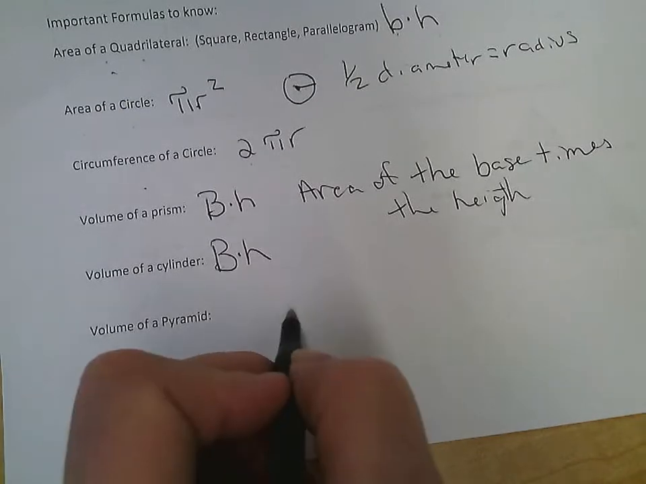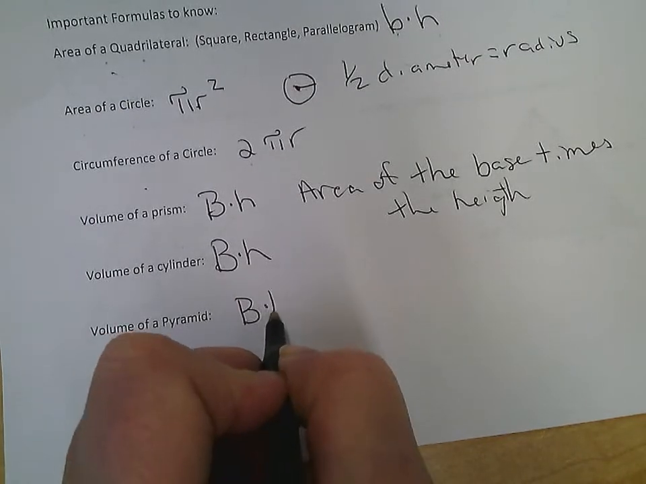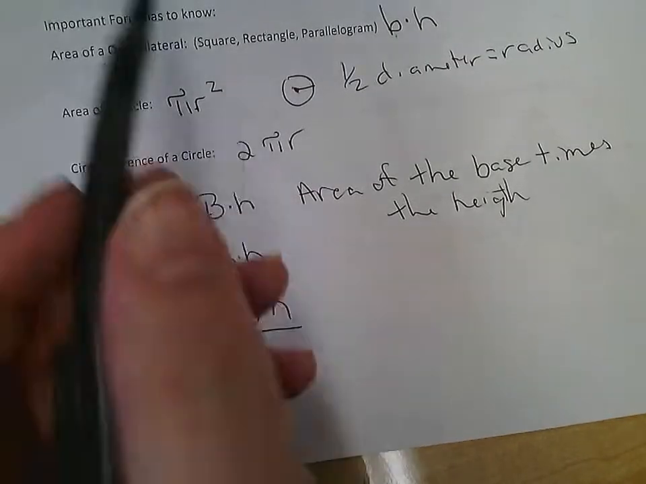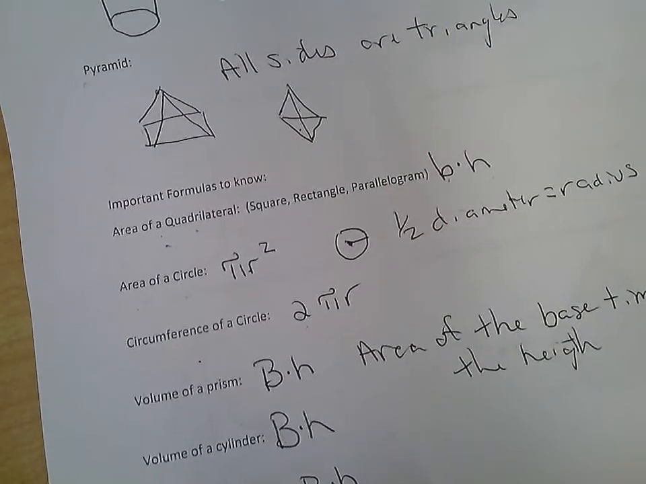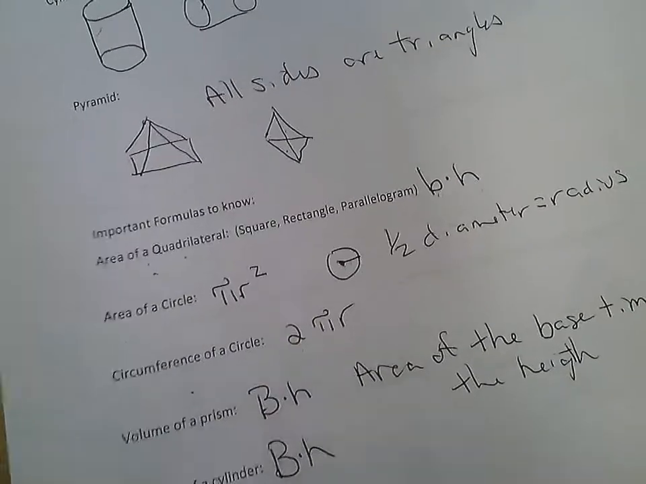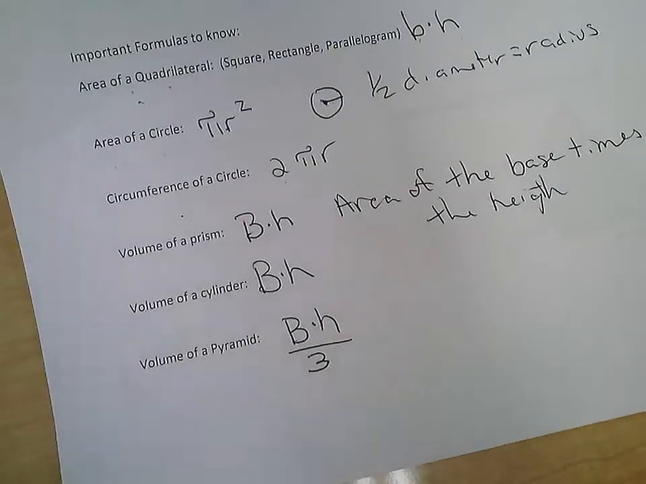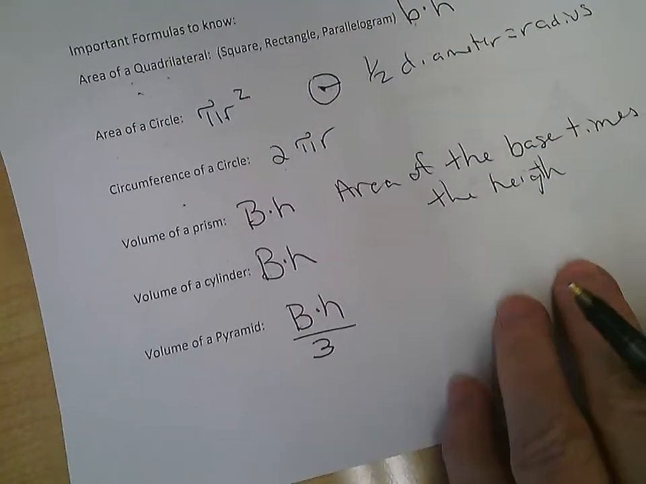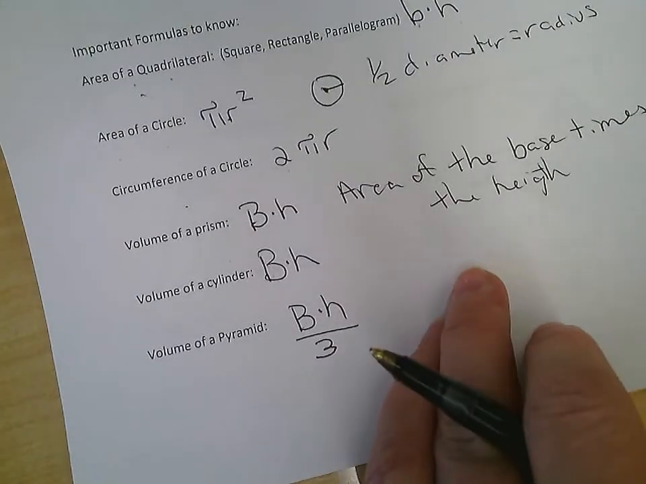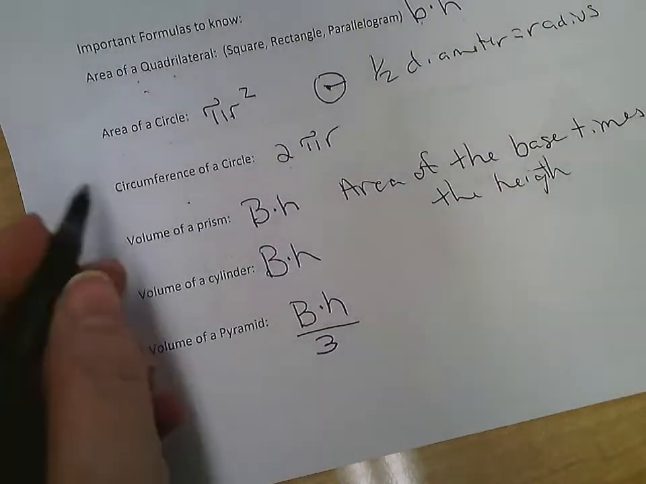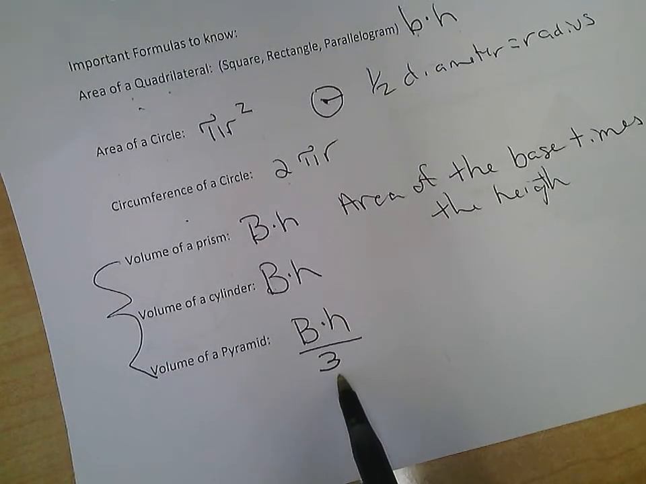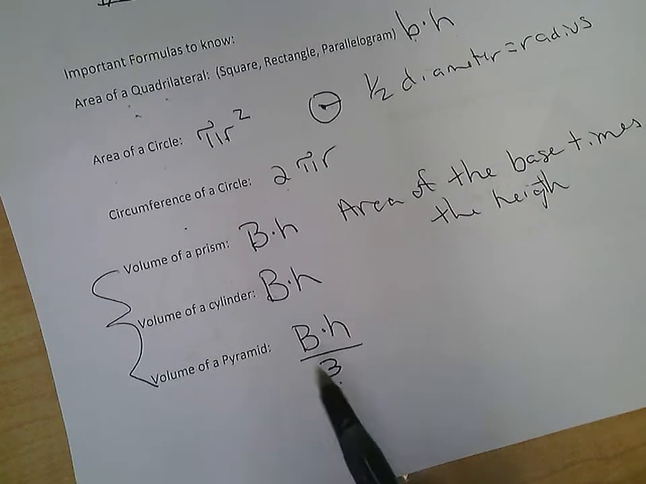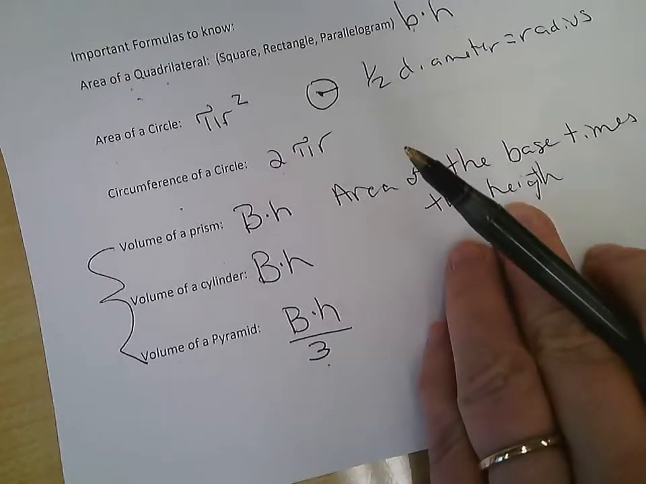And the volume of a pyramid is also the area of the base times the height, but it's different because it comes to a point at the top. That means we're going to divide that by 3. If you have a question about how it works, go back and look at the Hapara and the video that I uploaded that explains that. But you need to memorize that for volume, all of them are the area of the base times the height. The volume of the pyramid has to be divided by 3, not 2, but 3. A lot of people divided by 2 because they were thinking of it as a triangle.